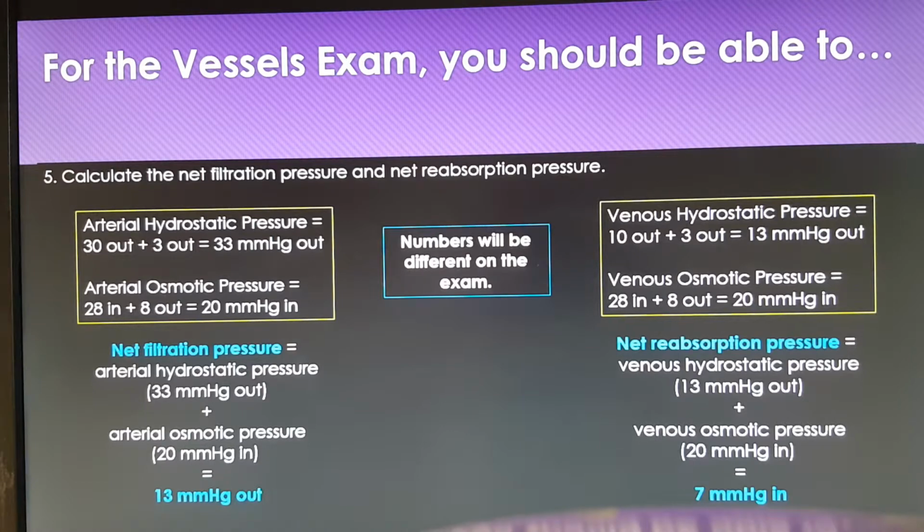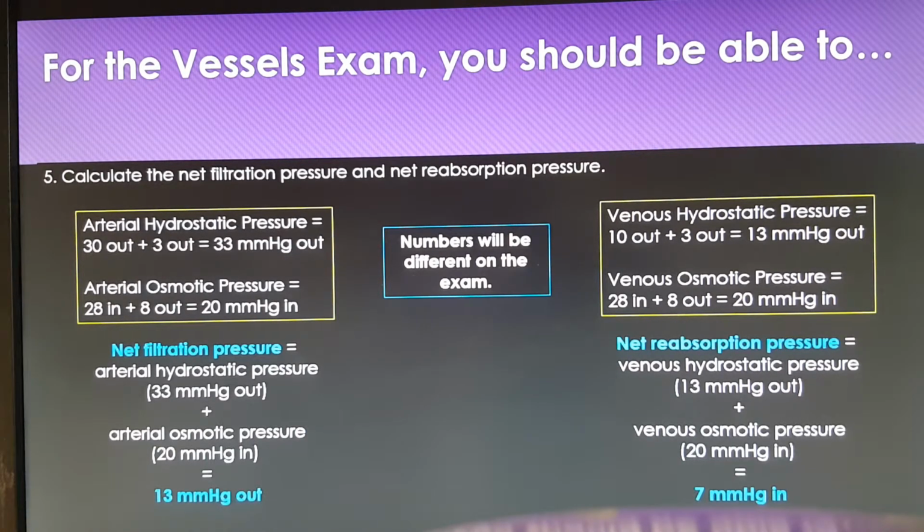So to calculate your net filtration as well as net reabsorption pressures, again, your numbers will be different on the exam, but you combine the arterial end pressures and your venous end pressures. So your arterial end pressures will create your net filtration pressure. Your venous end pressures will create your net reabsorption pressures. So hydrostatic pressure is 33 out. Osmotic pressure is 20 in. So since these oppose each other, you end up with 13 millimeters of mercury of pressure driving fluid out of your capillaries.